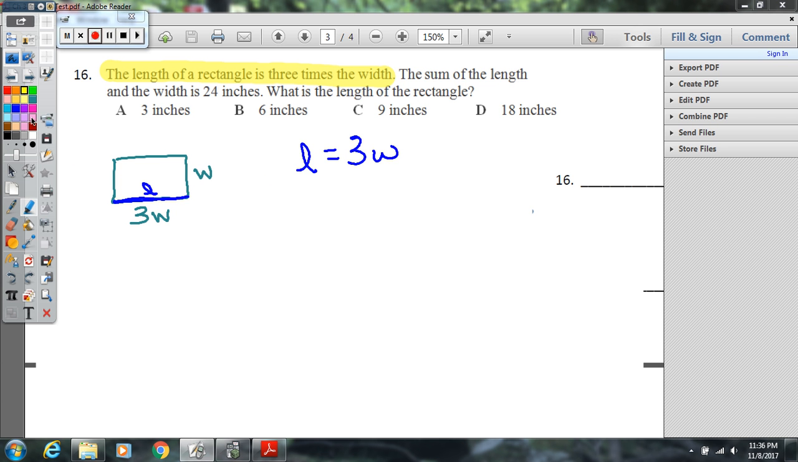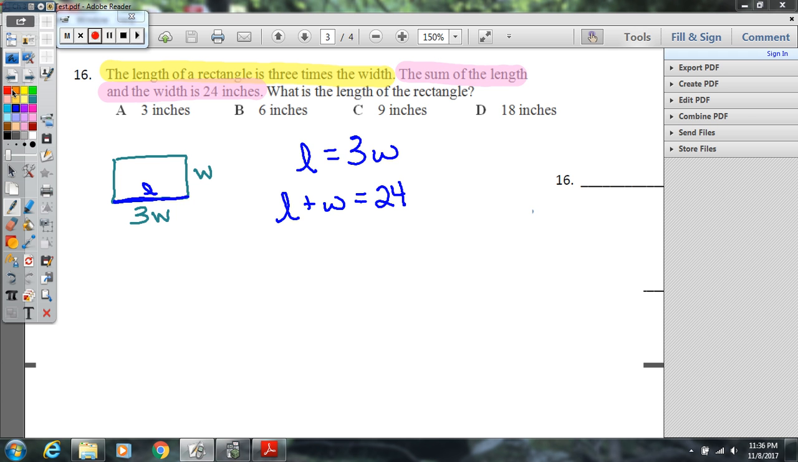Now if I keep reading, it says the sum of the length and width is 24. Well guys, the sum means I'm going to add the length plus the width, and I'm going to get 24. So I've got my two equations. Now I need to figure it out. I got to solve it.